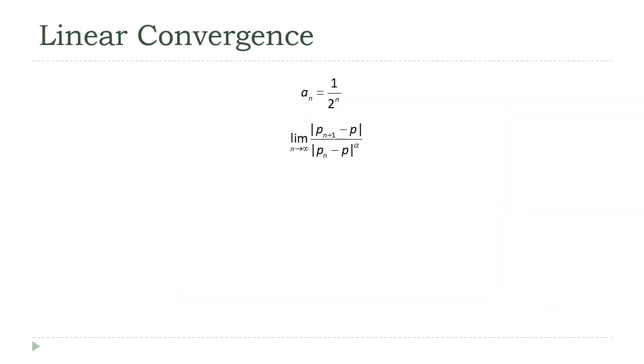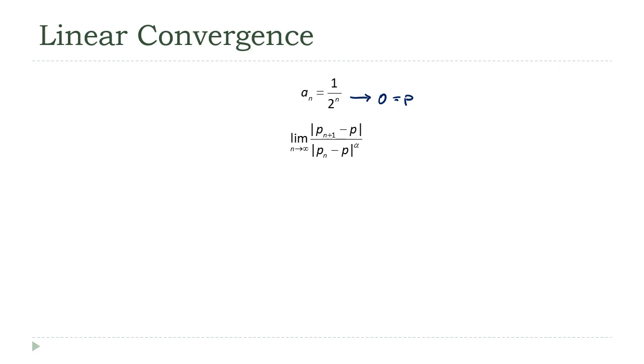So I've got a couple of examples for us to look at here to illustrate what the practical difference between these two methods is and why it's going to be so important to us. I want to start off with this sequence here, a sub n equals 1 over 2 to the n. You can see, pretty obviously I think, this approaches 0 as n goes to infinity. So that's going to be our value of p.